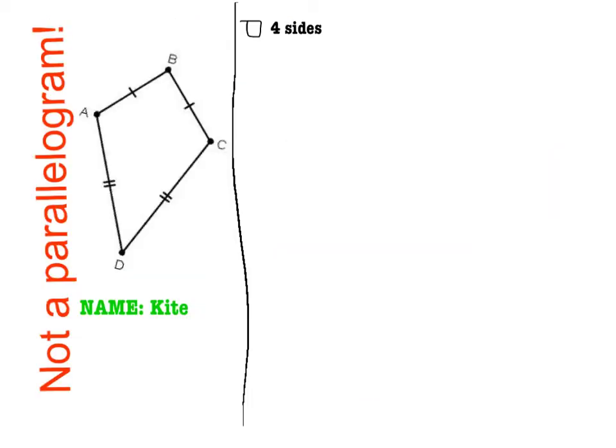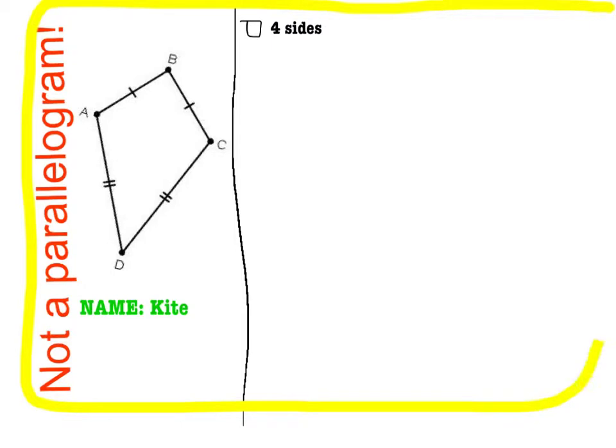So the first thing you're going to need to do is draw this diagram. This is a kite. Write the name of the kite. And then using your marker, I want you to write in really big letters in this column that this is not a parallelogram. Now, just to make sure you remember that, grab your marker and highlight the whole box that this is not a parallelogram.